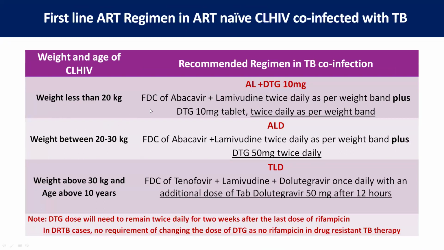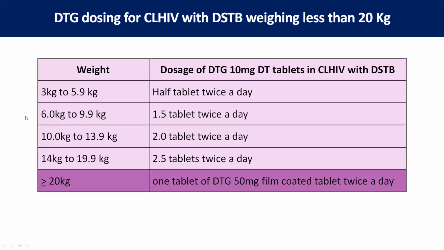Weight less than 20 kg, so ALD twice for the weight band, plus another DTG 12 hours later. Weight between 20 to 30 kg, again the same. So you have to keep in mind that when you are giving anti-tubercular drugs, another dolutegravir dose should be added after 12 hours, and that is to be continued for 2 weeks after stoppage. But in case of rifampicin resistant tuberculosis, there's no need to do this because rifampicin is not in the regimen for resistant tuberculosis. I'm not going into the details of the weight band. Every time you see the child, you check the weight and see the chart.